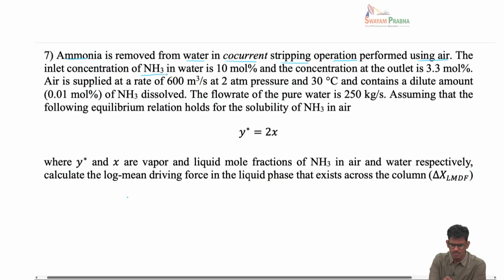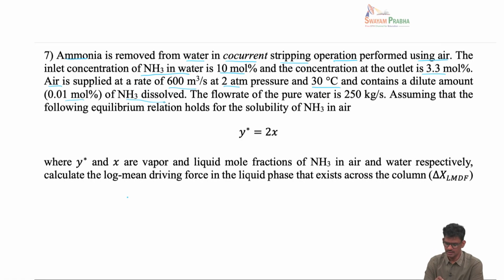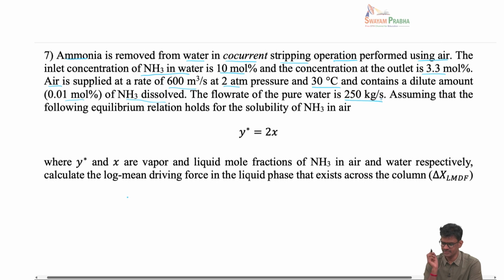The inlet concentration of ammonia in water is 10 mole%. The concentration in the outlet is given as 3.3 mole%. Air is supplied at some volumetric flow rate. Temperature and pressure are given, and some amount of ammonia is already present in the inlet gas itself. The flow rate of pure water is 250 kg per second. Assume the equilibrium line is y equal to 2x, and what we need to do is calculate the log mean driving force in the liquid phase that exists across the column.